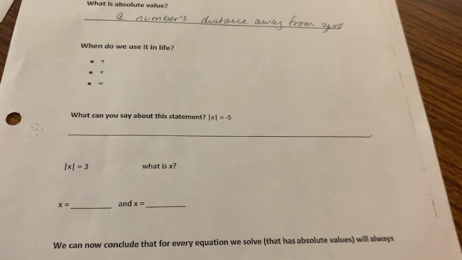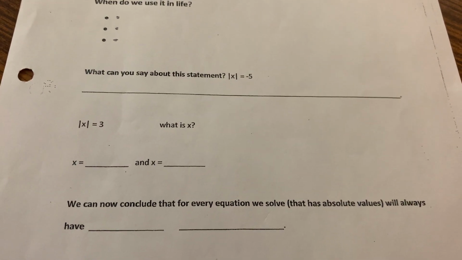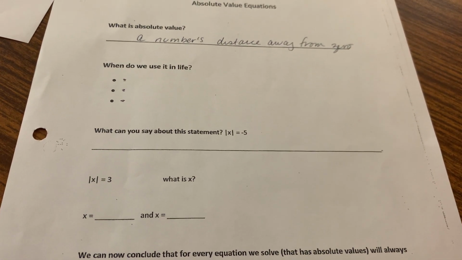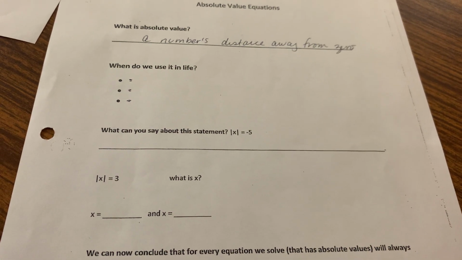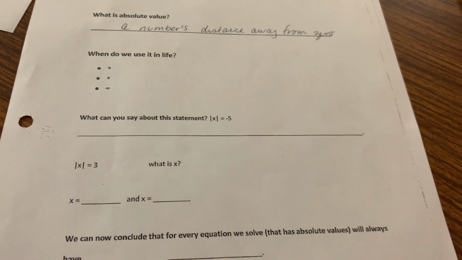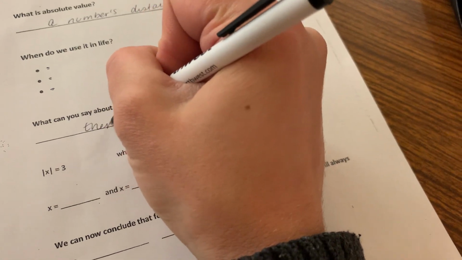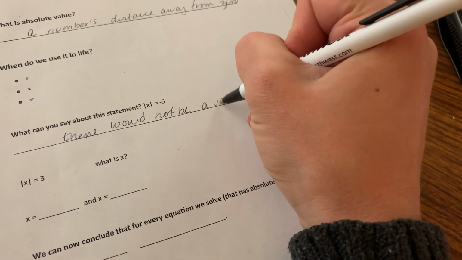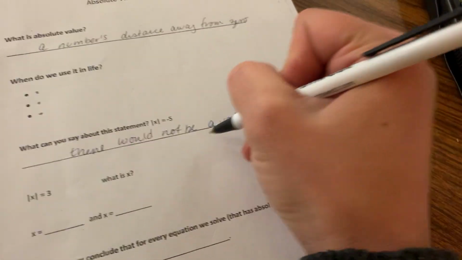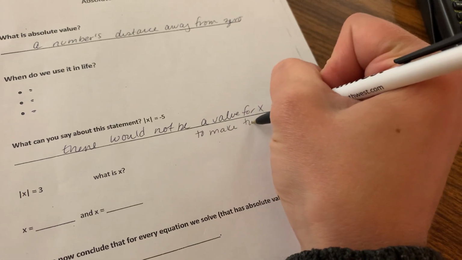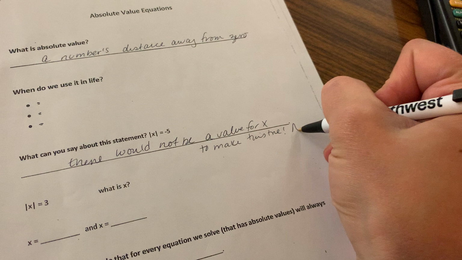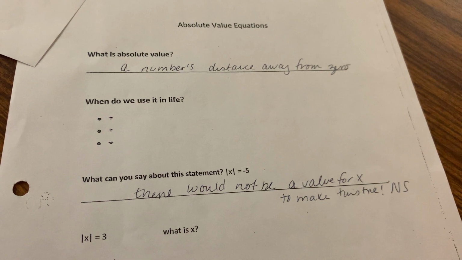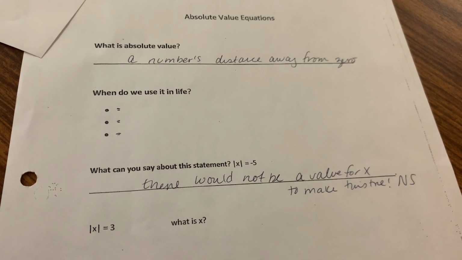It says, what can you say about the statement, the absolute value of x equals -5? If a number's distance away from 0 is -5, is that even possible? Can we have a distance of -5? No. So there would not be a value for x to make this true. No solution, okay? So if you get a question like that, it's just no solution. There's no value of x that'll give you a distance of -5.